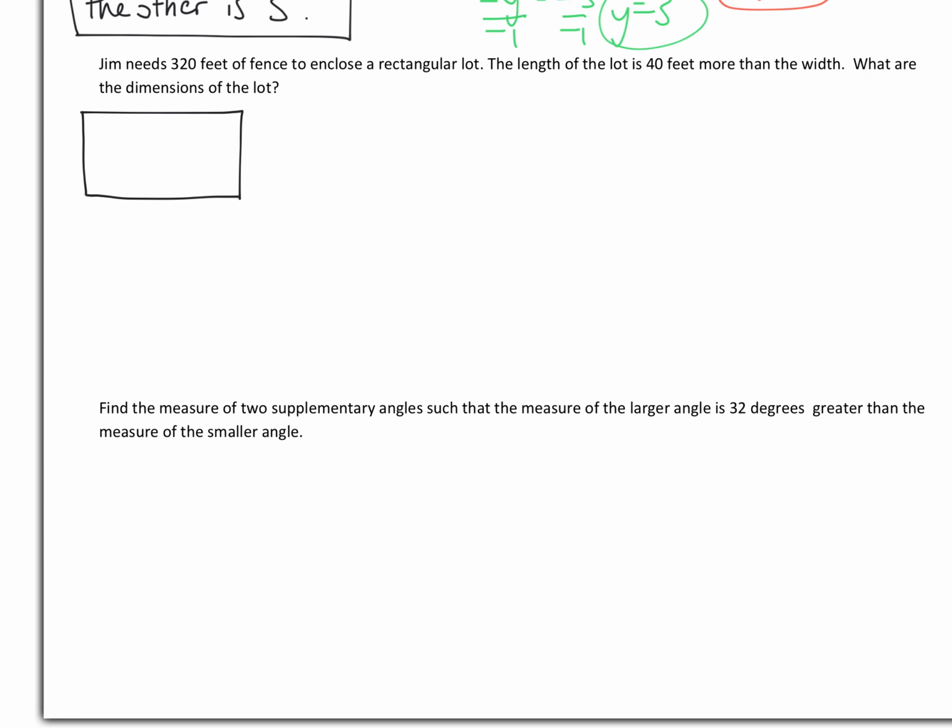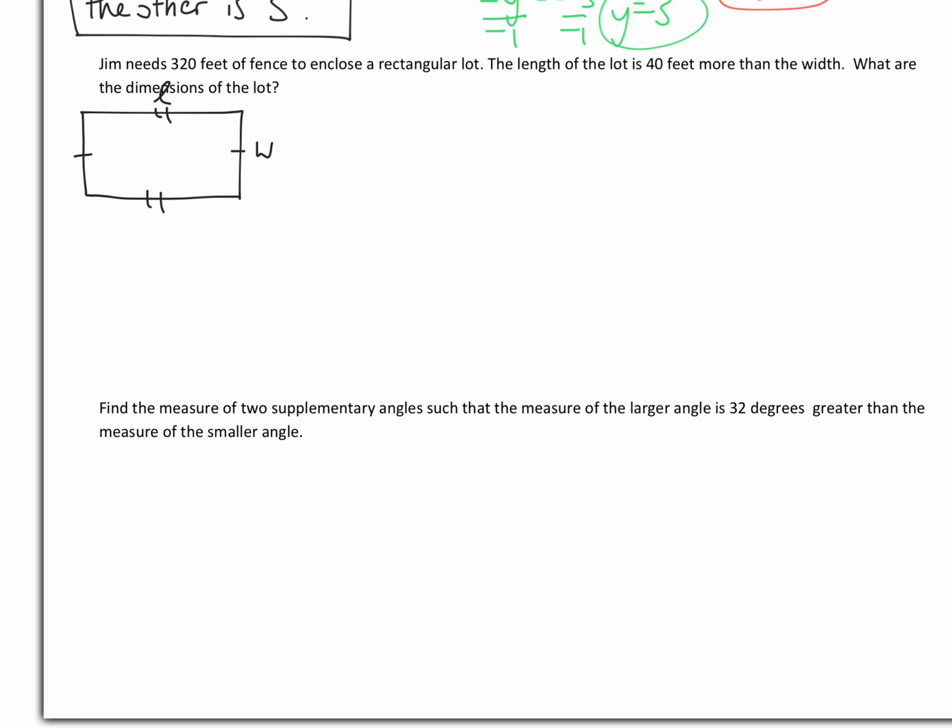I know I have length and I have width. So let me label those. Length up top, width on the bottom. To get the completely enclosed outside, that would be like finding the perimeter, where we need to do the width plus the length plus another width plus another length.